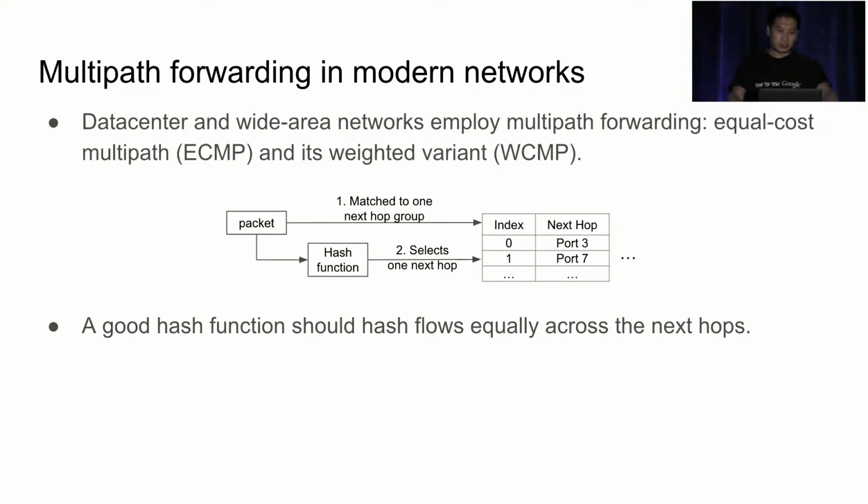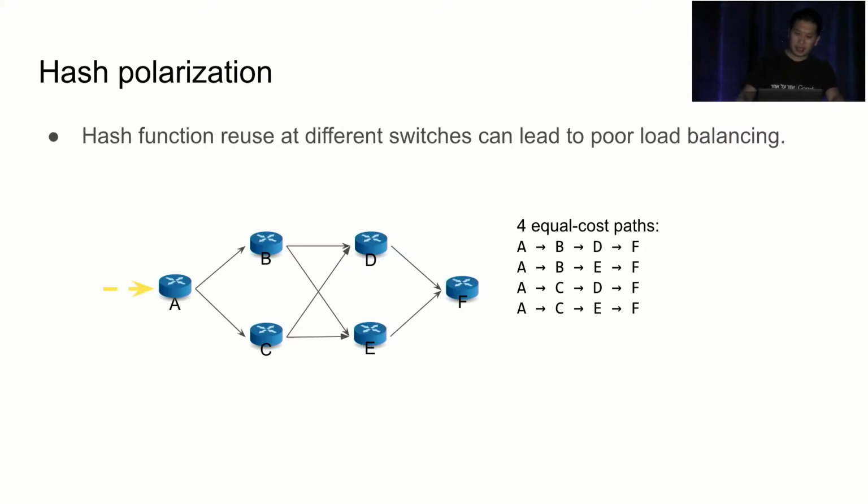So a good hash function should hash flows equally across all the next hops. When that fails to happen, this is a problem we call hash polarization. And this can happen when you reuse the same hash function or you use correlated hash functions across different switches on the same forwarding path. So let us look at an example.